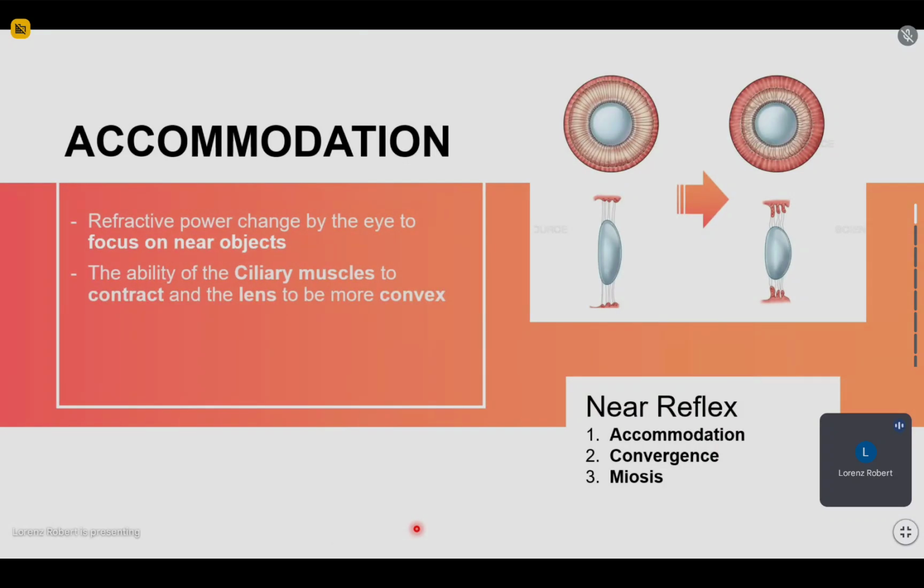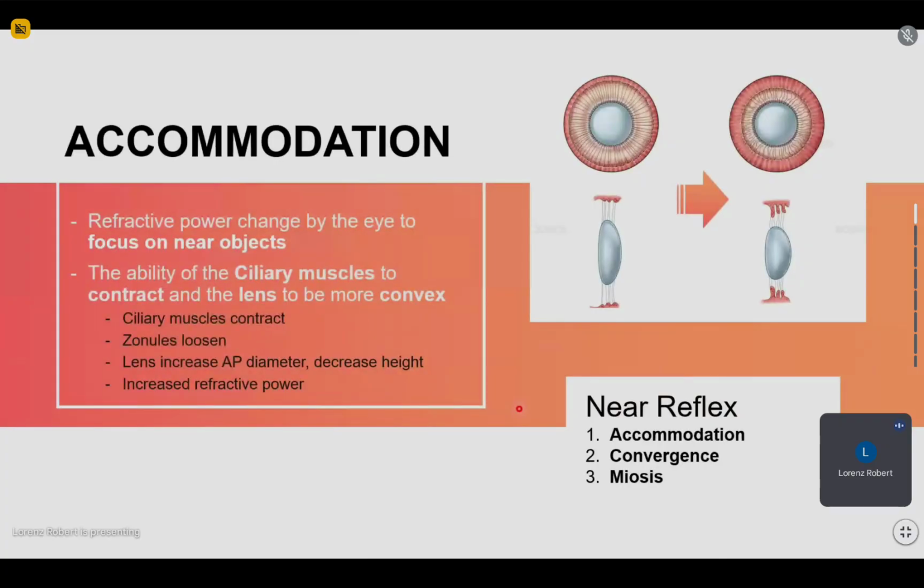So what is accommodation? This is when, in response to focusing on a near object, the refractive power of the eye changes. This is based on the ability of the ciliary muscles to contract and the lens to become more convex. Just remember the near reflex has three components. First is accommodation, next is convergence, and third is miosis.